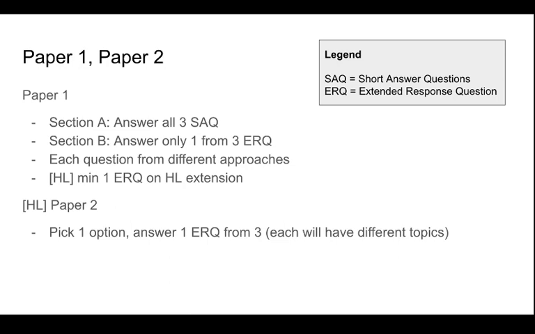And then for paper 2, you're going to have all the option questions. For each option, you're going to have 3 questions, and in these questions, they will definitely have different topics. So if you're studying for HL, you need to make sure that you're studying one option and specifically one topic, unless you want to study 2 topics, just in case you get a bad question.